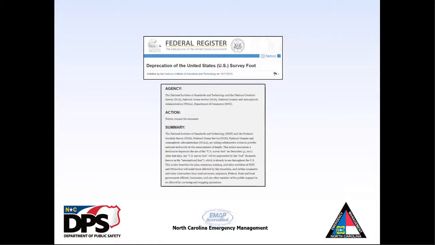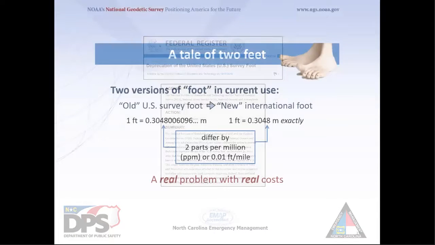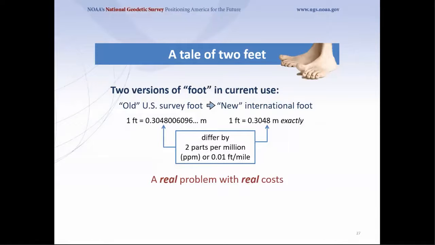The last thing I'll talk about in the last few minutes is that the U.S. survey foot will be retired. North Carolina, by law, utilizes the U.S. survey foot. And this is the Federal Register saying that the U.S. survey foot will be retired at the end of 2022. So there are two feet: the international foot and the U.S. survey foot. When you're working with small distances, as you can see, the difference is very small.